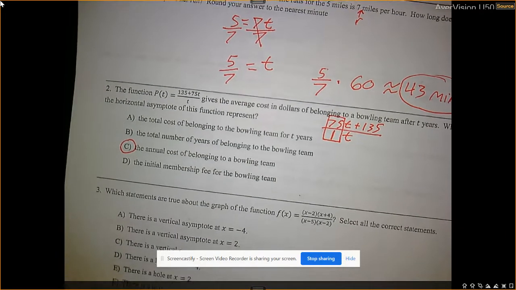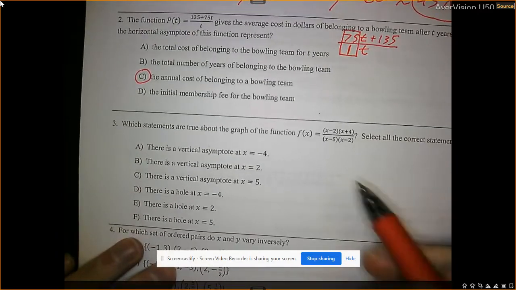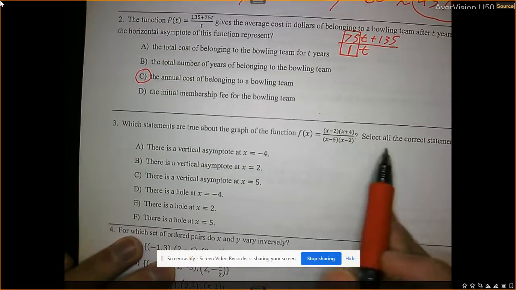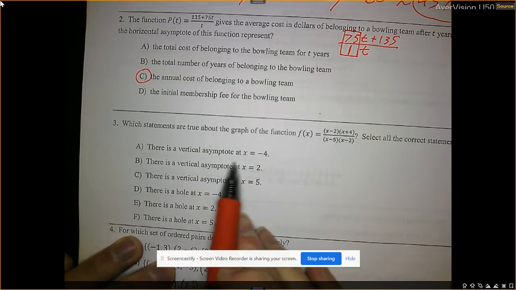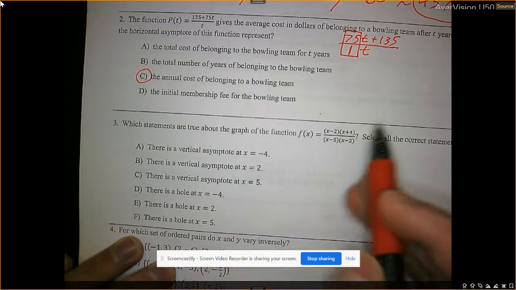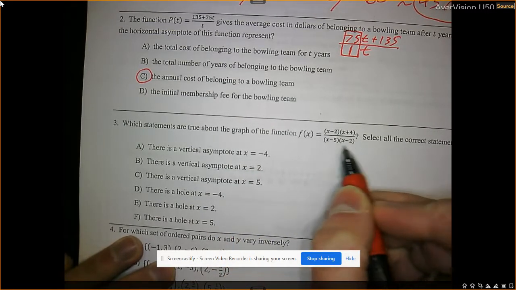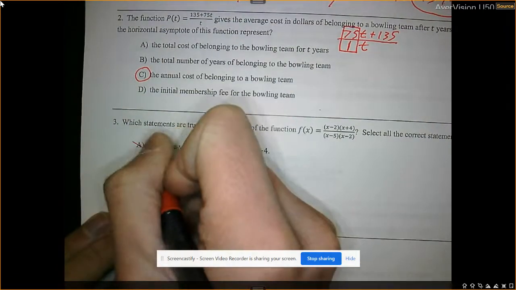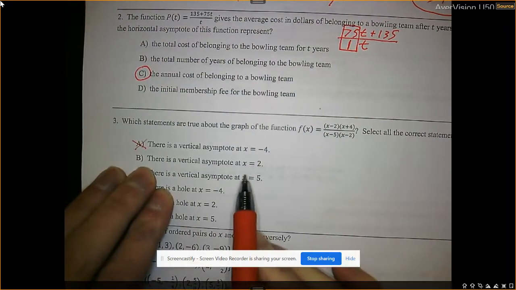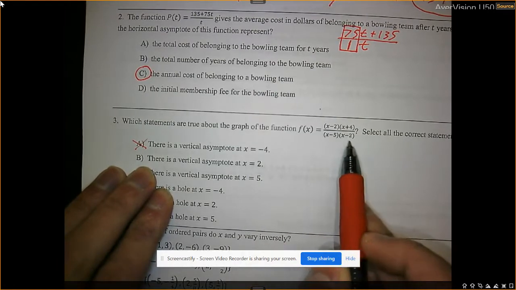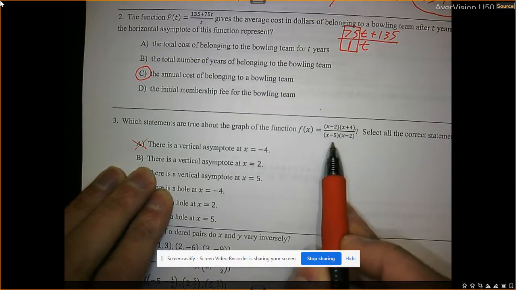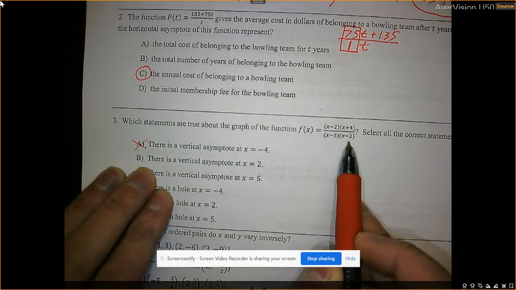That's the annual cost. Now, number 3, going on right away, you're just looking here and you're saying, okay, is there a vertical asymptote at x equals -4? Well, if that were to be the case, I have to have an x plus 4 down here. I don't, so it's not A. B, there's a vertical asymptote at x equals 2. That would mean I have to have an x minus 2 down here. And I do.